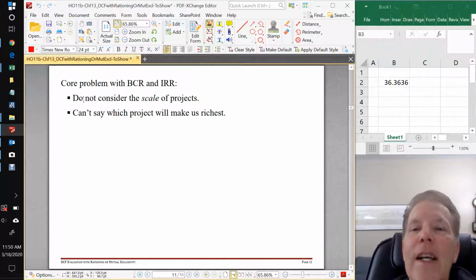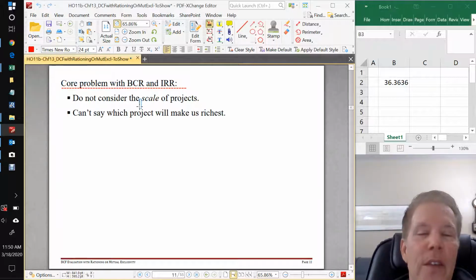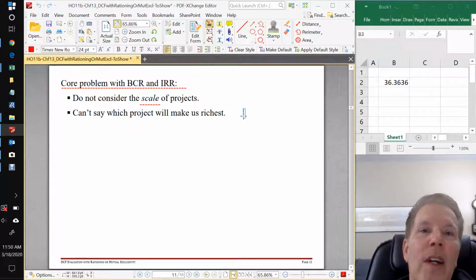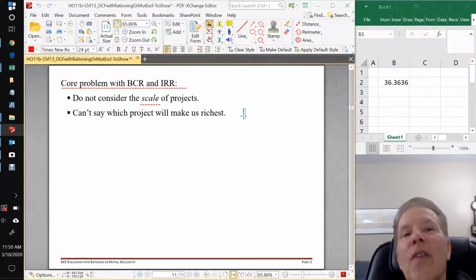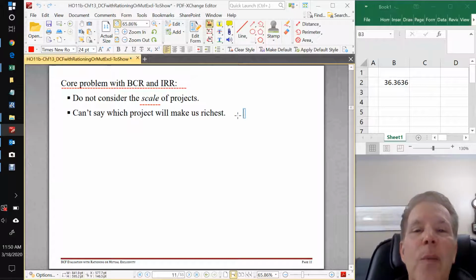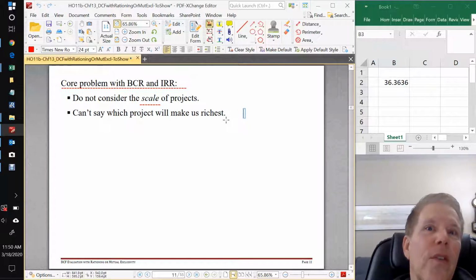Okay, so why did we run into trouble with BCR and IRR? The problem is neither of these methods speak to the scale of our projects. NPV is the only one that thinks about the scale of the projects. So because of that, neither one can talk about which one will make us richest, right?